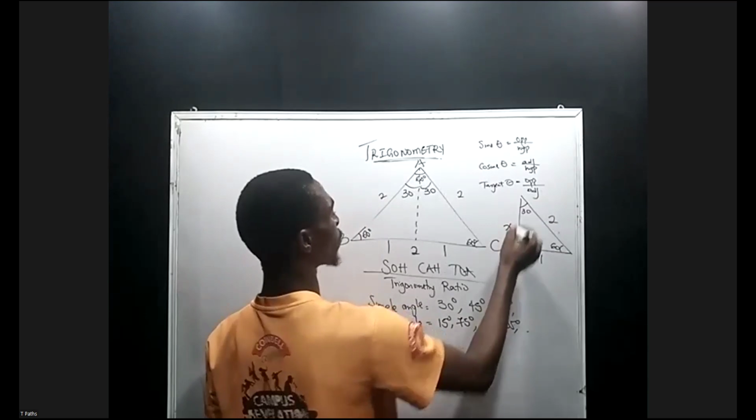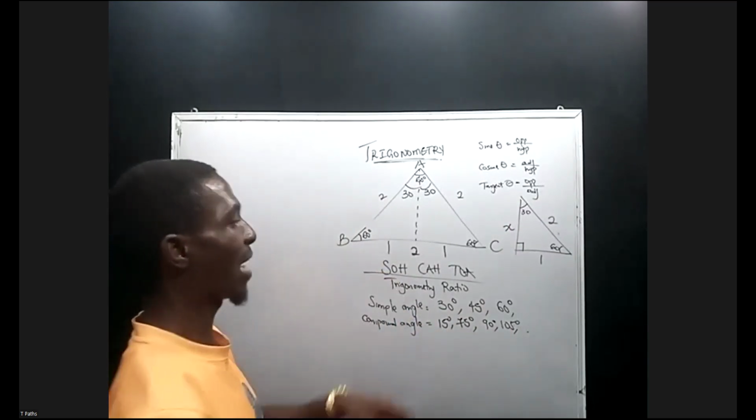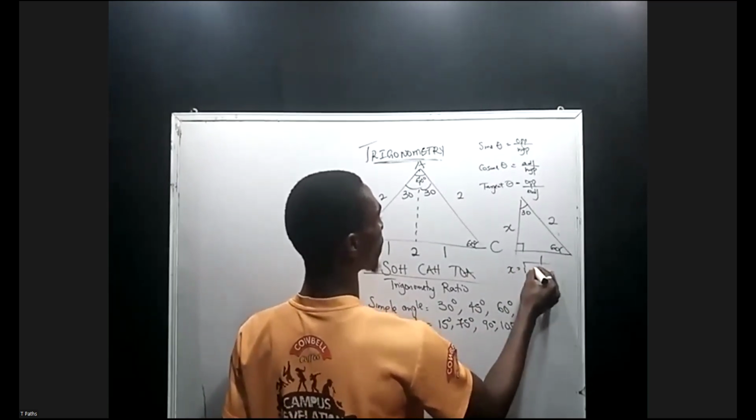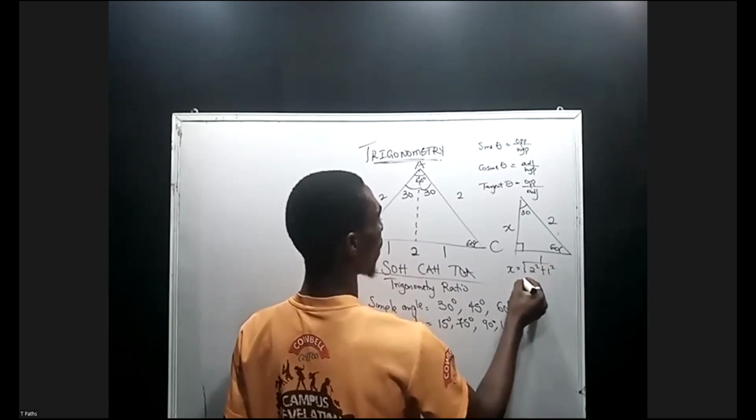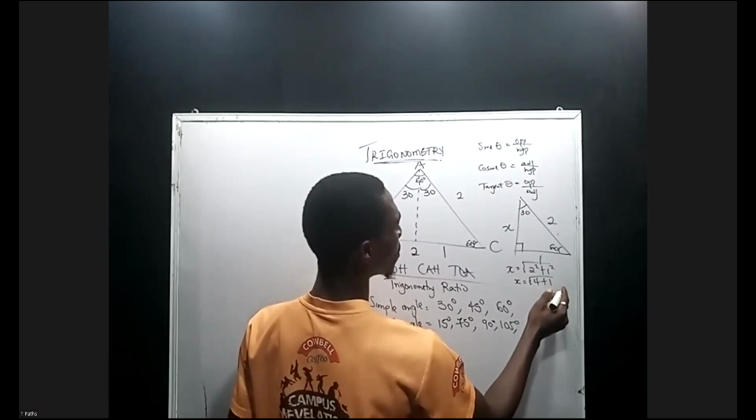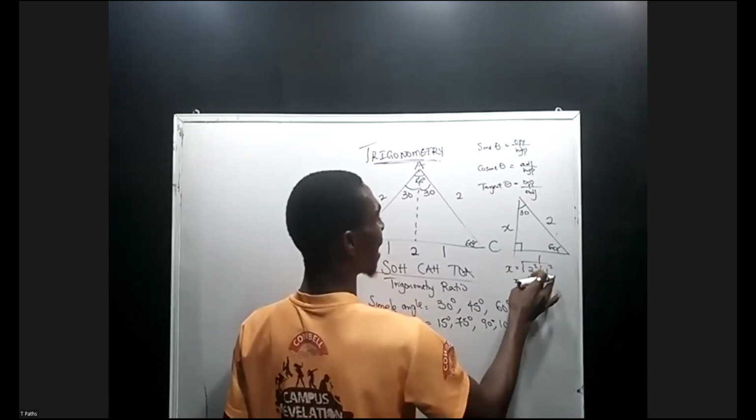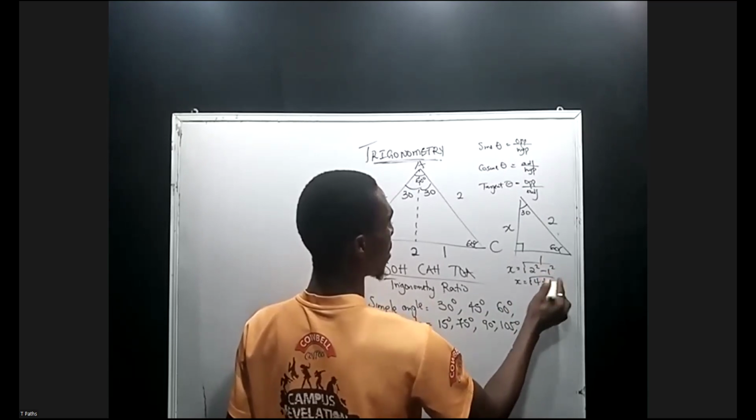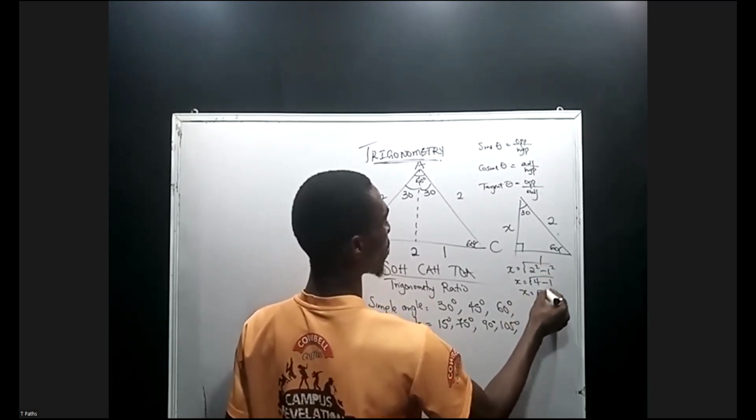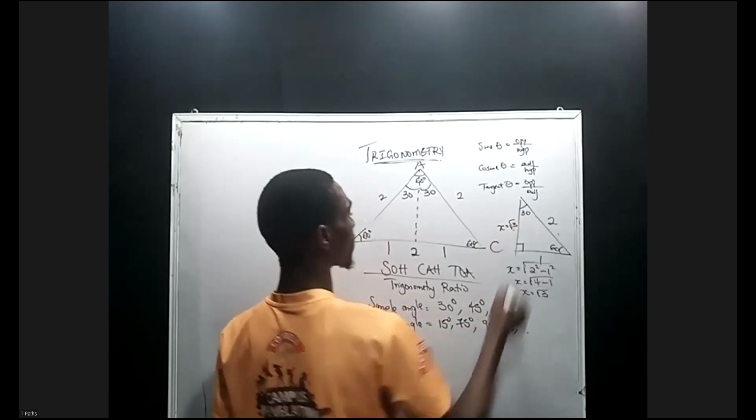We can find this side using Pythagoras theorem. x equals the square root of 2 squared plus 1 squared, which gives the square root of 4 plus 1. Yes? No. This is the hypotenuse, so here it is minus. So x equals the square root of 4 minus 1, which is the square root of 3. So the value of x here becomes root 3.